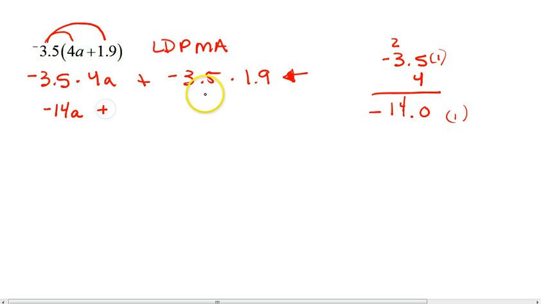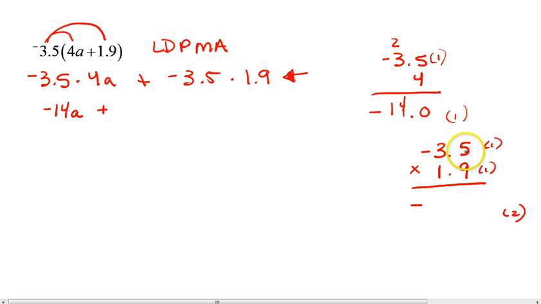Now I need to add to that the answer to this multiplication, negative 3.5 times 1.9. Multiplying these, one's negative, one's positive, so my answer is going to be negative. I have 2 decimal places total in the problem, so my answer is going to have 2 decimal places. So let's multiply this out.